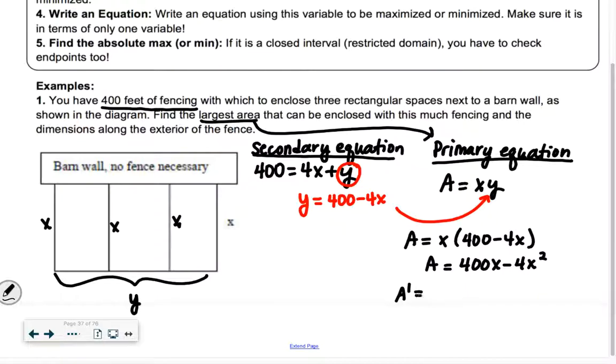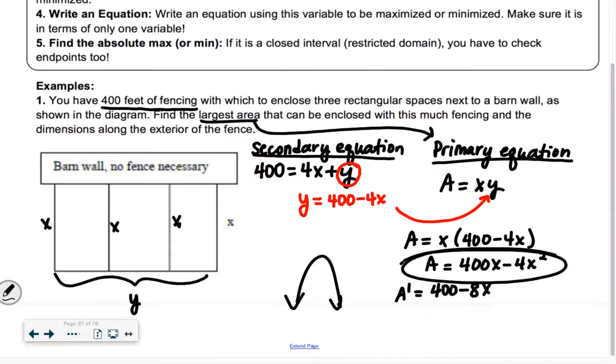So A prime then is going to be 400 minus 8x. Because I'm trying to maximize. I'm trying to find the maximum for this area. So imagine this is some kind of curve. Tell me what the shape of this curve is. It's a parabola. It's a downwards parabola. Doesn't a downwards parabola have a maximum?